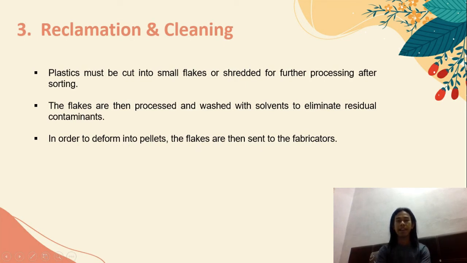Number 3, reclamation and cleaning. Plastic must be cut into small flakes or shred for further processing after sorting. The flakes are then processed and washed with solvent to eliminate residual contaminants. In order to deform into pellets, the flakes are then sent to the fabricator.